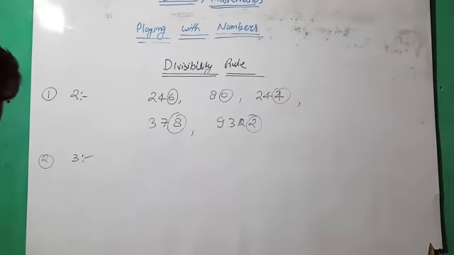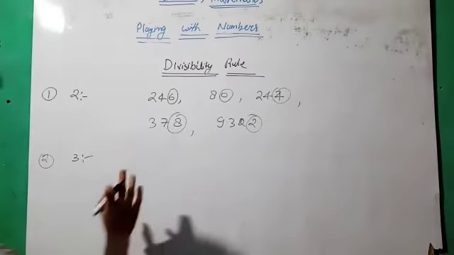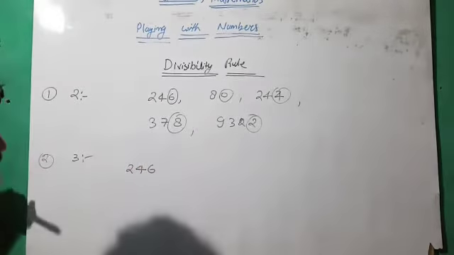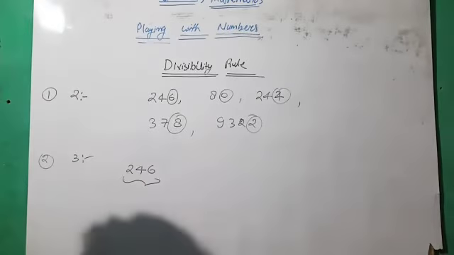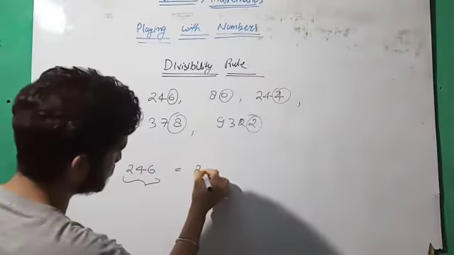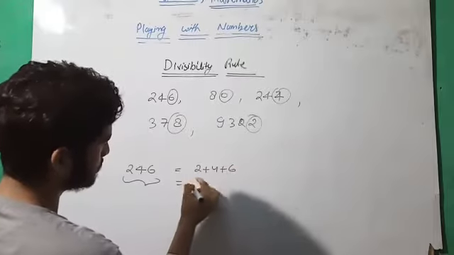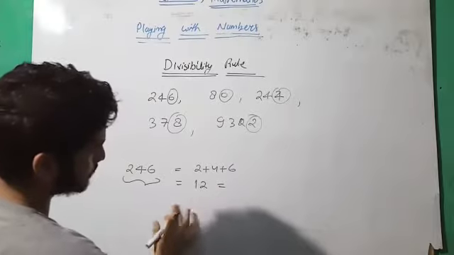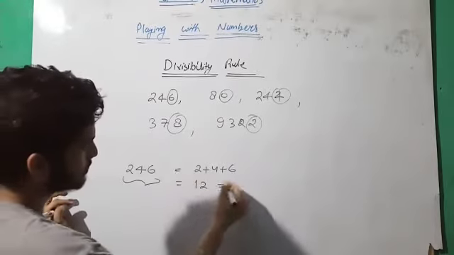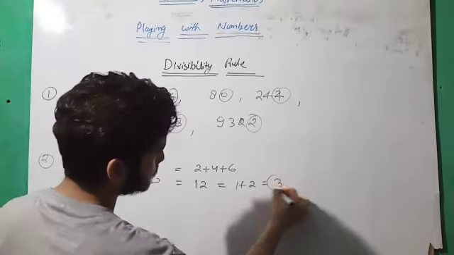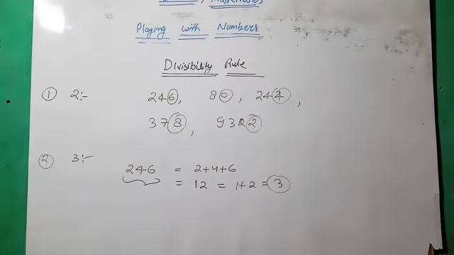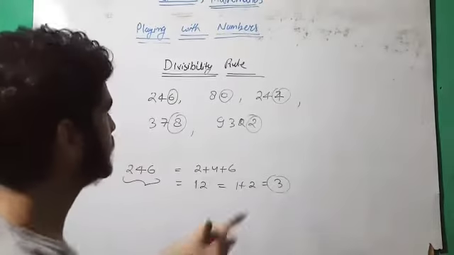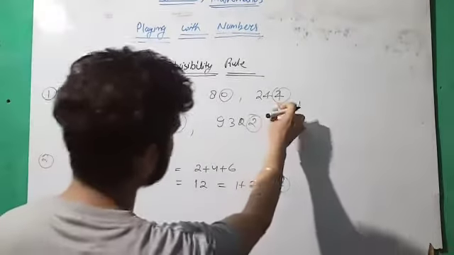Second one is divisibility of 3. Divisibility of 3, we just have to check whether the number, 2, 4, 6, is divisible by 3 or not. We have to just calculate the sum of the digits. The sum of digits is 2 plus 4 plus 6, 12. Again you can find the sum of the digits, 1 plus 2, 3. If it is a big number, you can keep adding. If the number you get after the addition is in the table of 3, then it is divisible by 3, otherwise not.